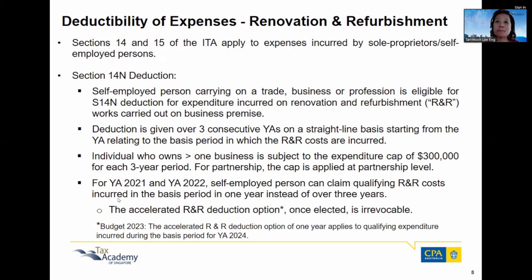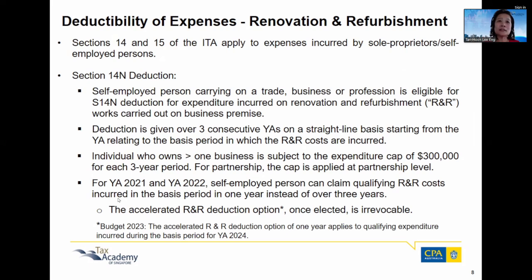Okay, there's a cap. The expenditure cap is 300,000, and it's at the individual level. So regardless of how many businesses he has, it will be at the individual level, a 300,000 expenditure cap. For partnership, it will be at partnership level. The next slide will show you more, and you will have a better understanding of what we mean by the 300,000 cap.